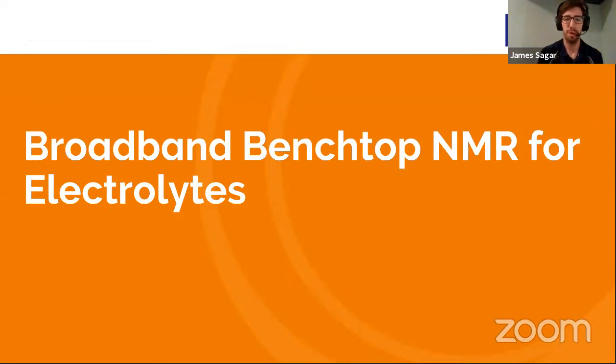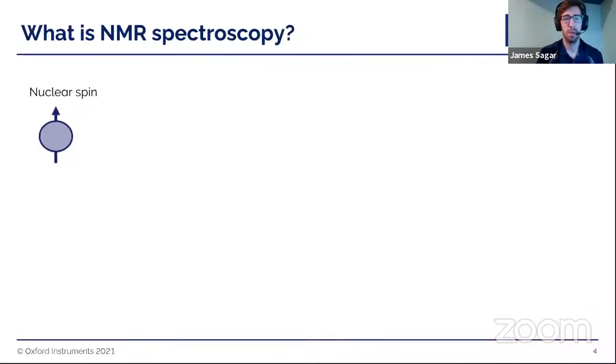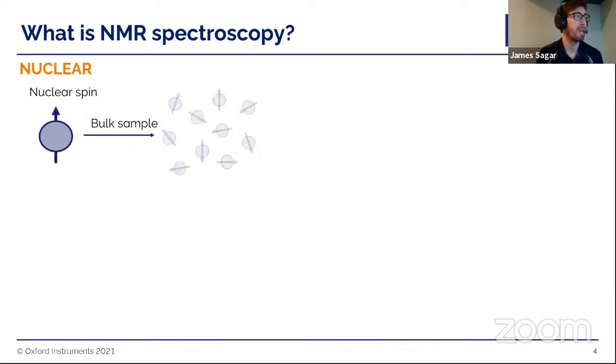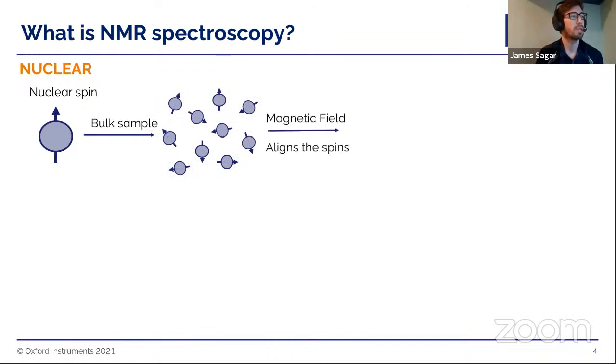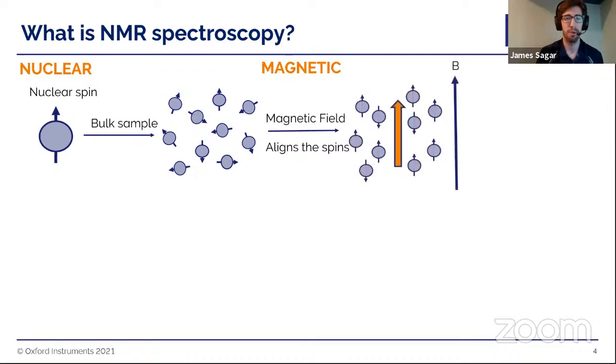So first of all, broadband benchtop NMR, what is it and how does it relate to battery electrolytes? Well, I'm sure most of the people here know what NMR is, but it's always good to have a little refresher. NMR spectroscopy is based on the idea that certain nuclei have a non-zero spin. That's where our nuclear comes from. In our bulk sample, there are many of those spins, all randomly oriented. When we apply a large external magnetic field, we can align a proportion of those spins. That's where our magnetic comes from.